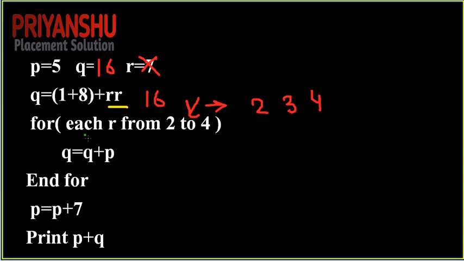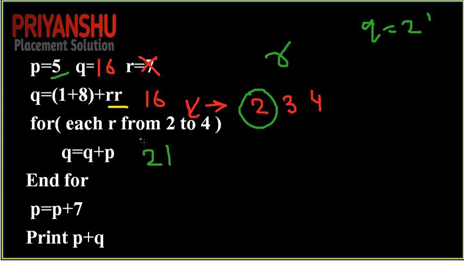So friends, for each r from 2 to 4. So first we take r equal to 2, right? First we take r equal to 2. Then friends, q equal to q plus p. The value of q is 16 and the value of p is 5. So 5 plus 16 is 21, right? So now the value of q is 21.